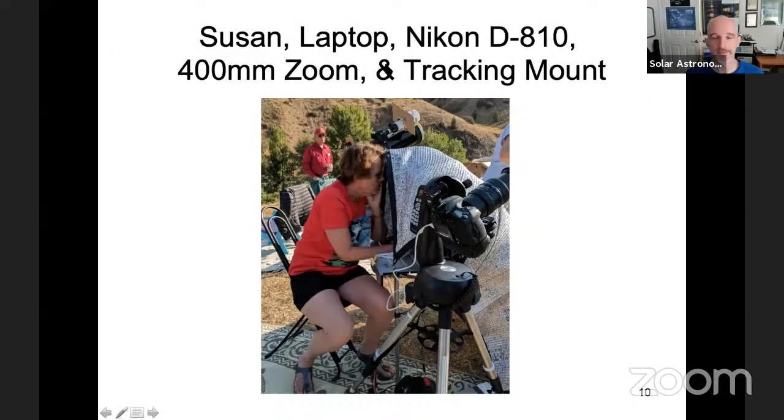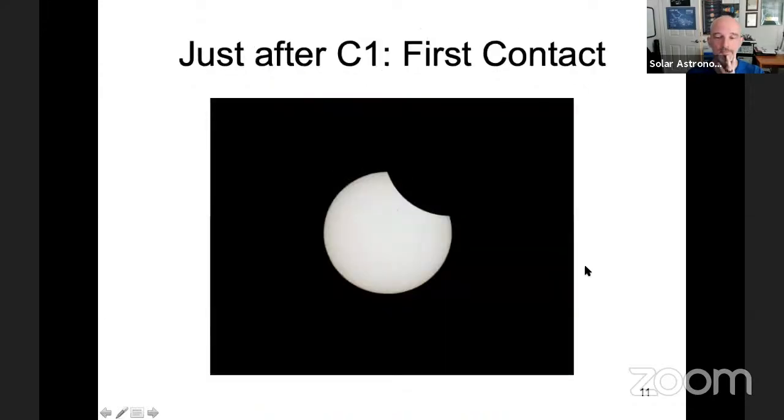There we go. Great. We got Susan sitting at her laptop and her Nikon. Okay, you can see that picture? You can see Susan sitting at the laptop? Yes. All right, let's just see if that'll advance here. All right, so this is the first contact picture, but I'm not seeing my lips moving on the screen, so I'm nervous you guys are hearing this. Don't worry about your lips. Go ahead. We're good.